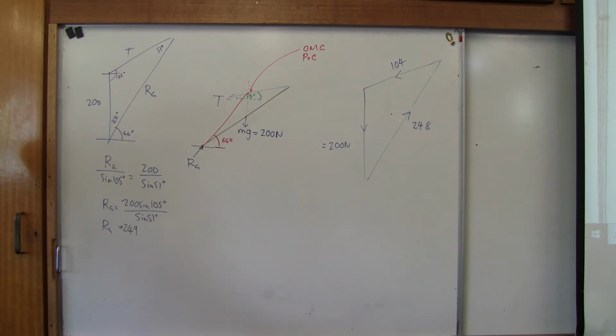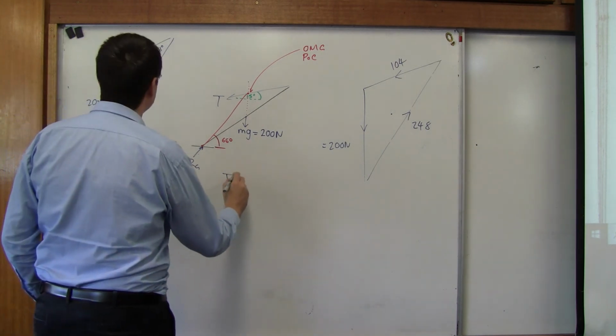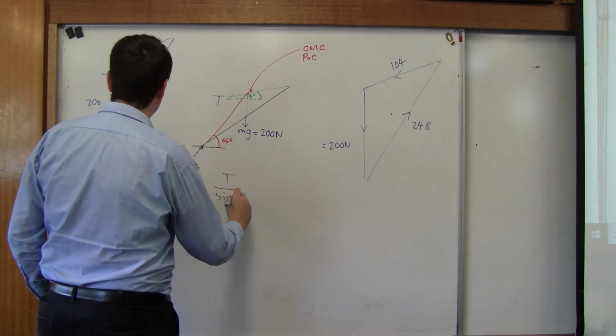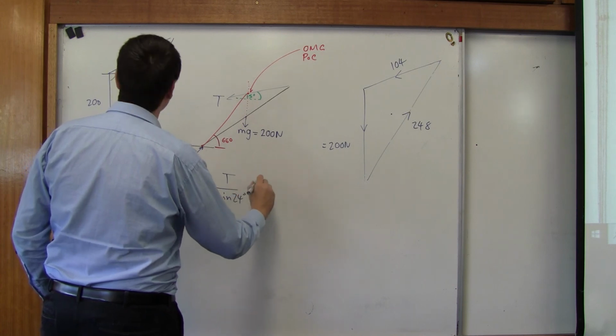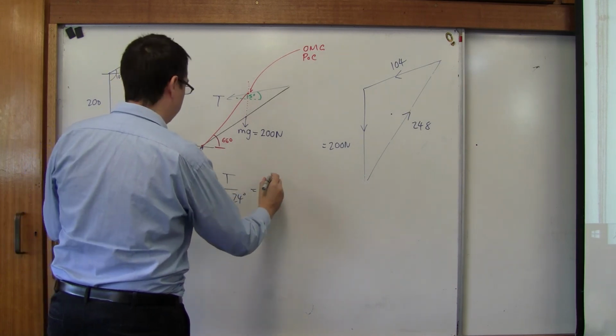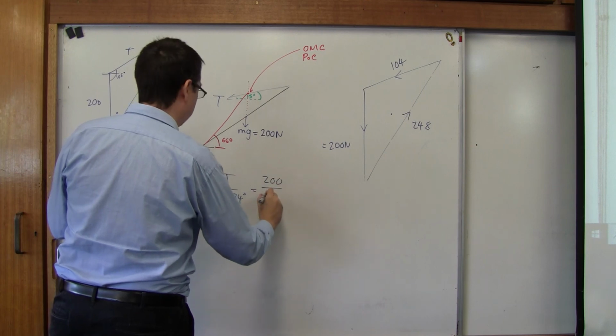Okay, the tension would be the same process, except the tension would be T over sine 24 equals 200 divided by sine 51.